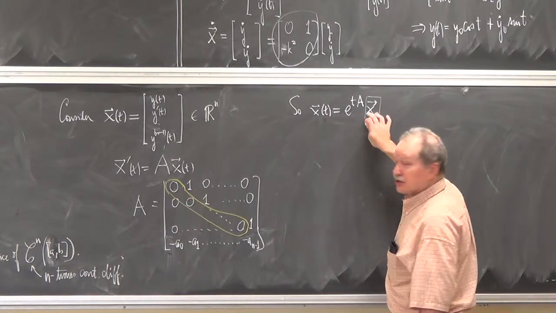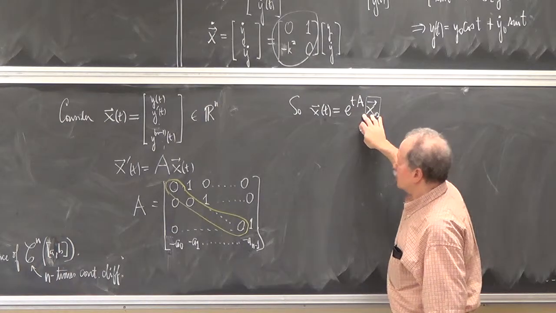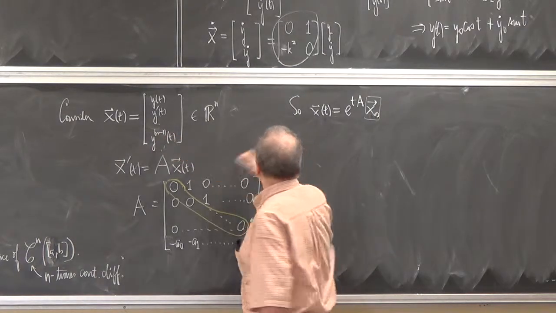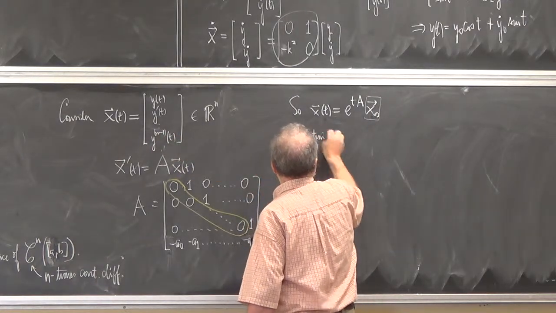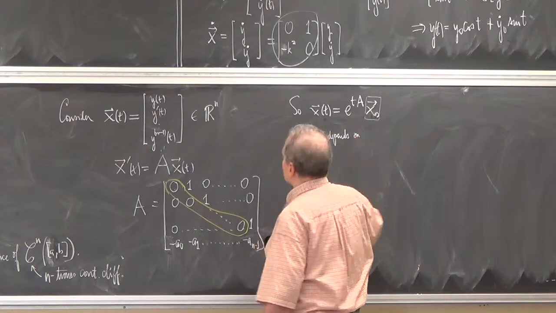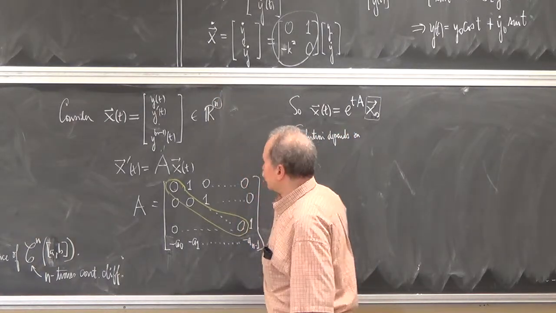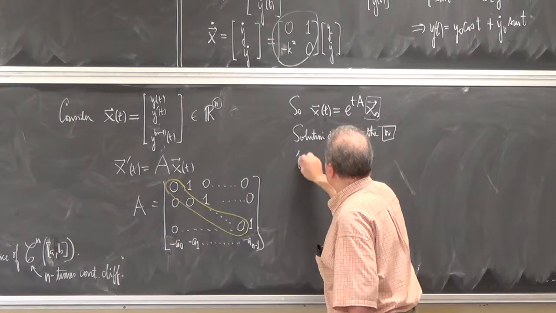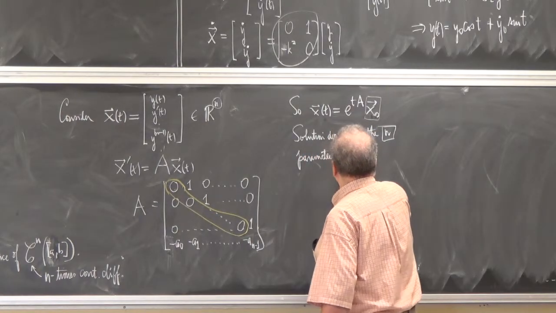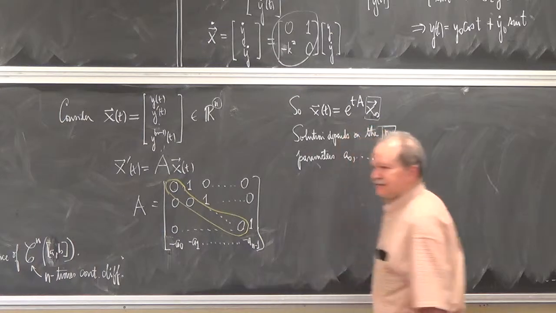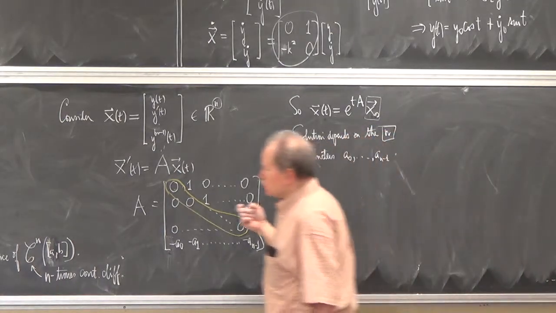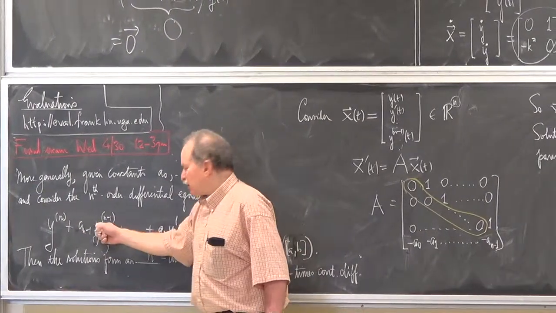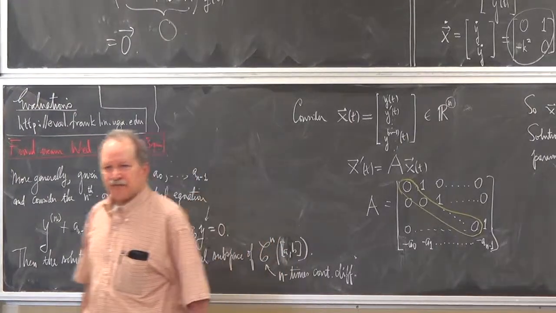So what data do I need for x naught? I need to know all of these guys at time 0. So the solution depends on how many parameters here? Well, we're in Rn, so the initial vector is in Rn, on the n parameters a naught to a n minus 1. So in other words, to have a solution of an nth order differential equation, you need the function and its first n minus 1 derivatives at a starting point. And then you get a unique solution.